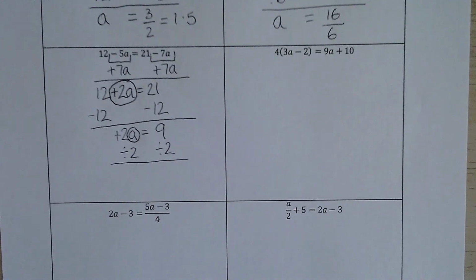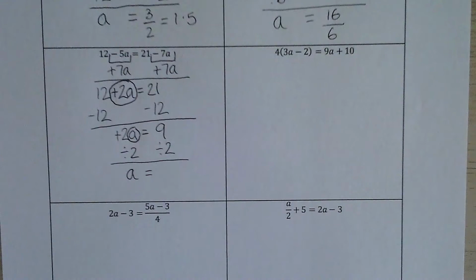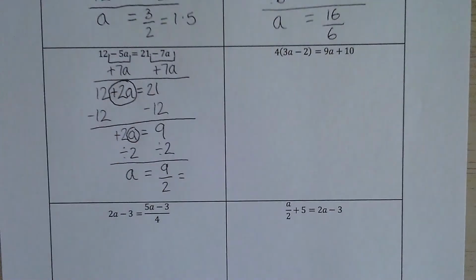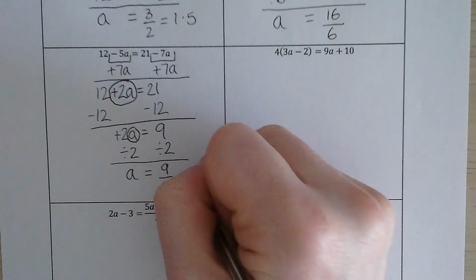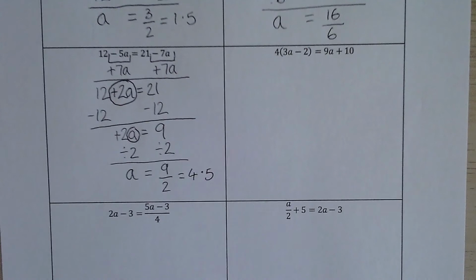So 2a divided by 2 is a, and 9 divided by 2, again, we can write it as a fraction, or if you know what half of 9 is, a decimal would also be accepted with 4.5.